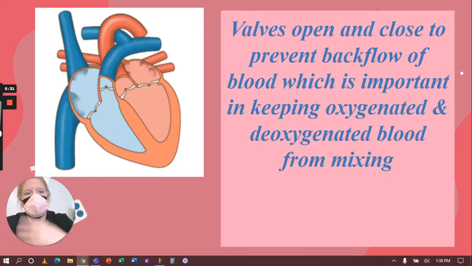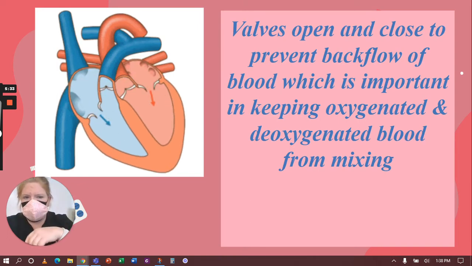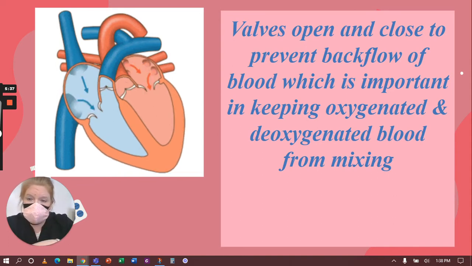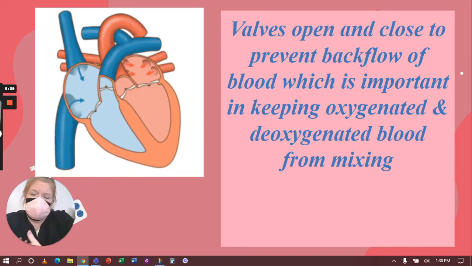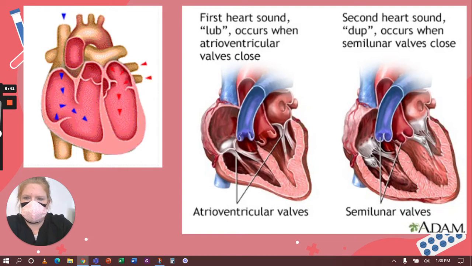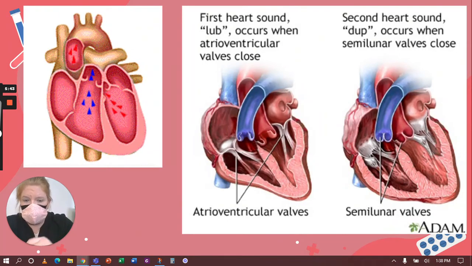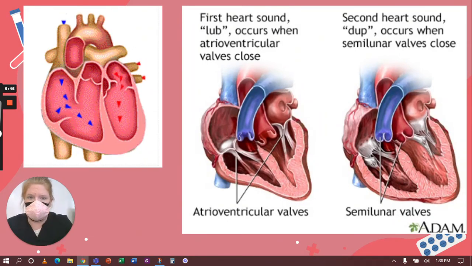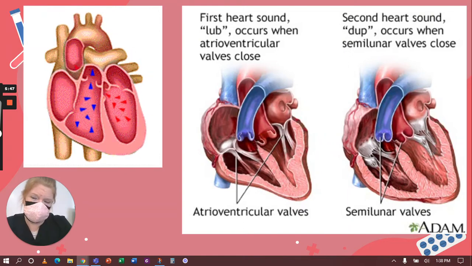So why? Well, they open and close to prevent the backflow of blood, which is important again because we want to keep blood from mixing. Also, we want the heart to pump effectively. Dub, or DUP, which sometimes you'll see, is the semilunar valves closing.